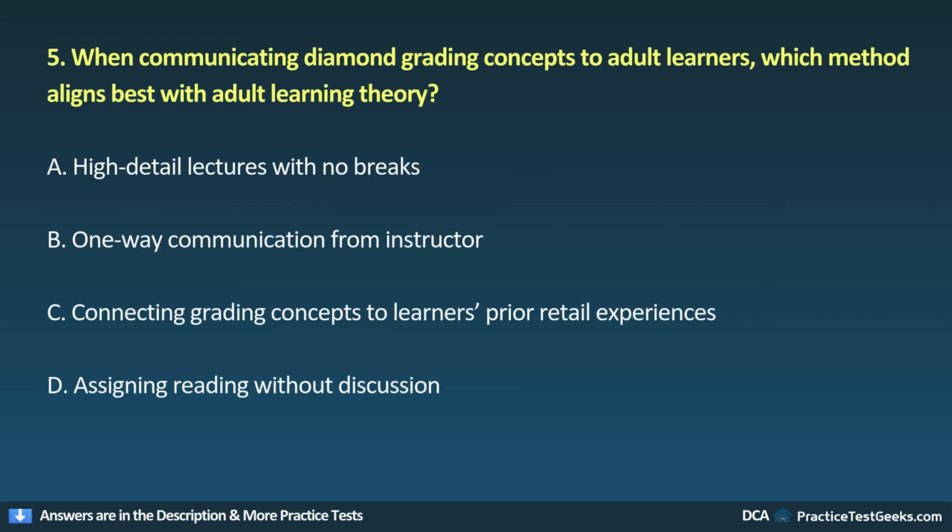5. When communicating Diamond grading concepts to adult learners, which method aligns best with adult learning theory? A. High-detail lectures with no breaks. B. One-way communication from instructor. C. Connecting grading concepts to learners' prior retail experiences. D. Assigning reading without discussion.